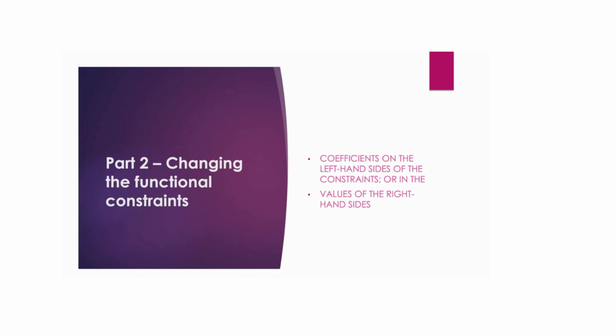Now, part two, which is our topic today, involves changing the functional constraints. The functional constraints are found as coefficients on the left-hand sides of the constraints or in the right-hand sides. But our focus today is changing the functional constraints on the right-hand sides.